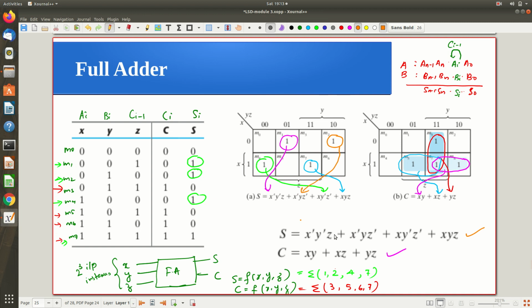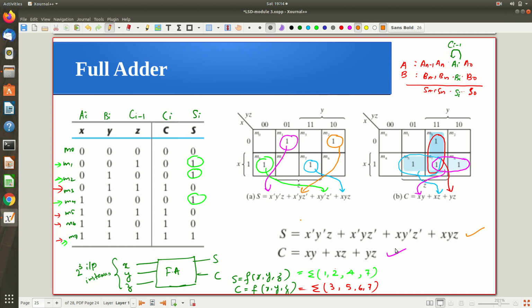So the minimum SOP I am getting is a canonical SOP also in case of sum. But in case of carry, the minimum SOP is different. The canonical SOP is the summation of M3, M5, M6, M7. But here it is different. It's a very small expression I am getting. So now you can implement it, right?